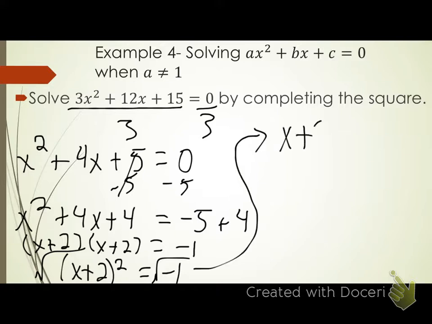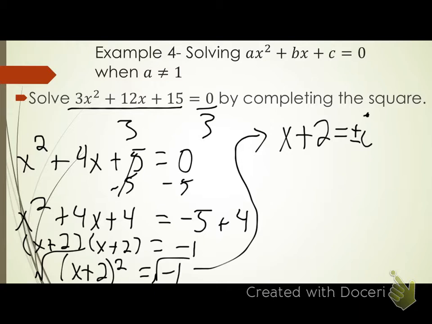So I get x plus 2 equals what? What's the square root of negative 1? There we go. Plus or minus i. Remember, complex numbers. 2.4 was just before 2.5 in the book. So now we're still dealing with complex numbers. So we can deal with an i now. We know how to take the square root of negative numbers.